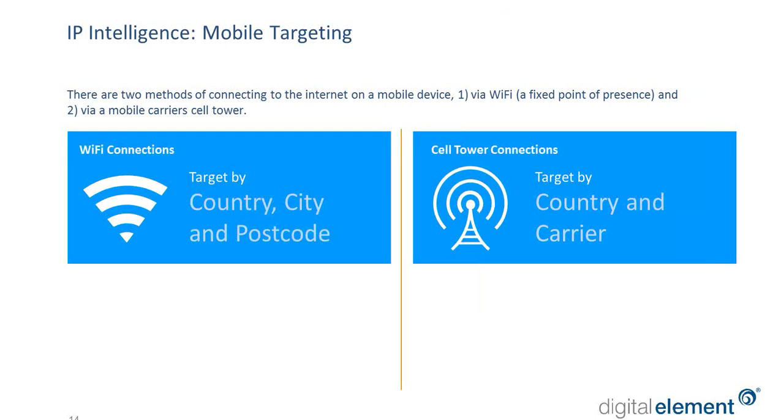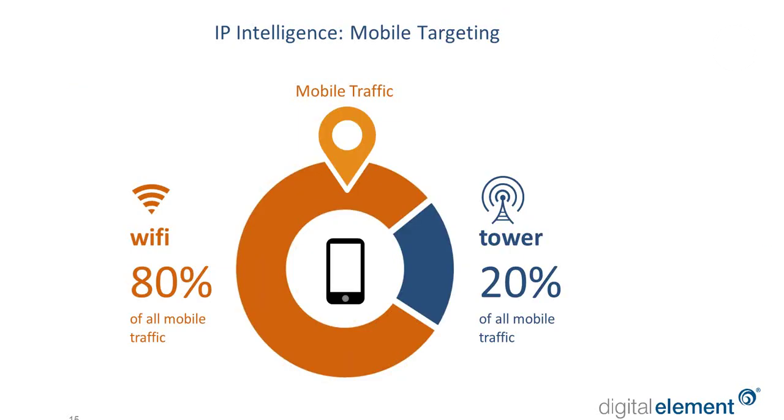Now, there's good news about this. One of the things, and the most important, is that 80% of all the mobile traffic that we see come through to our servers comes from Wi-Fi. This is great. Why? Because you can reach that granularity of zip code level. And the other 20% comes from tower. And we can tell you if there's somebody connected through Wi-Fi or somebody connected to a carrier.